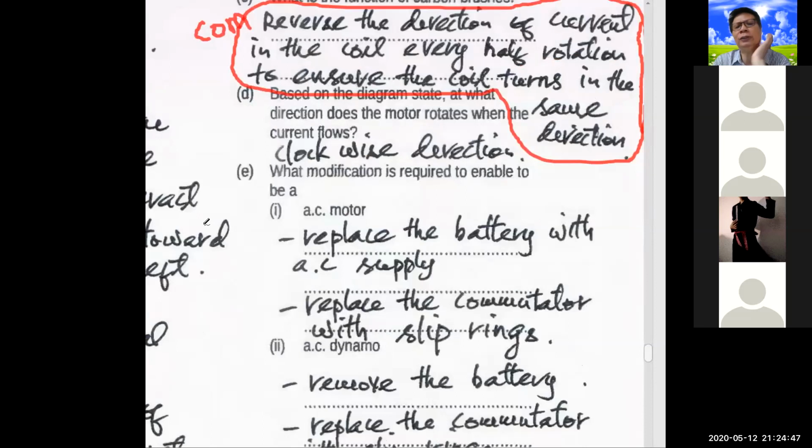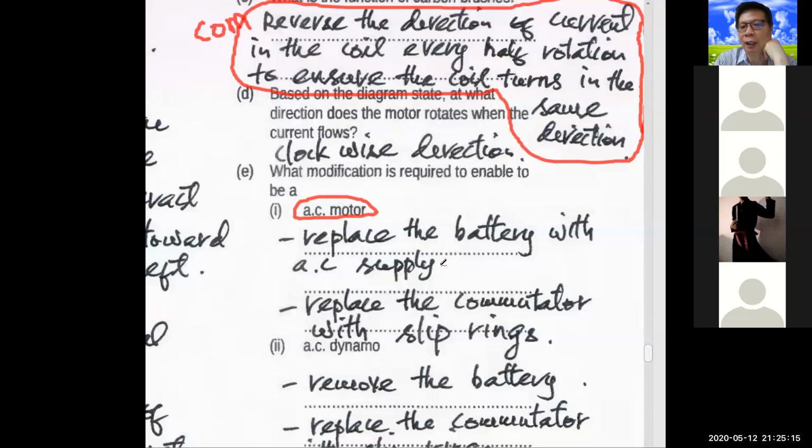Okay, come, let me explain to you first. Don't copy the answer first. First is to change to an AC motor, right? From DC, you want to change to AC, right? So first, replace the battery with AC supply, okay? You want to use AC, don't want DC, so don't use the battery. Battery is DC, right? So first, you need to do this. Replace the battery with the AC supply.